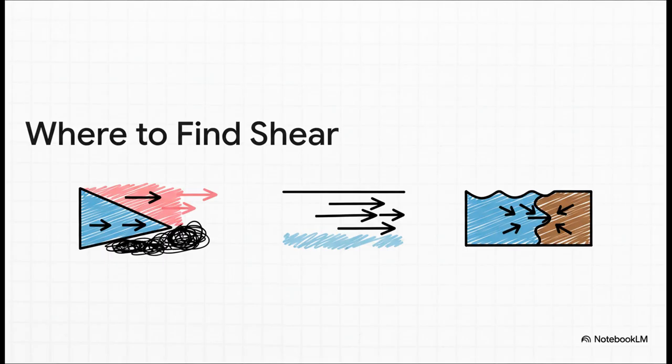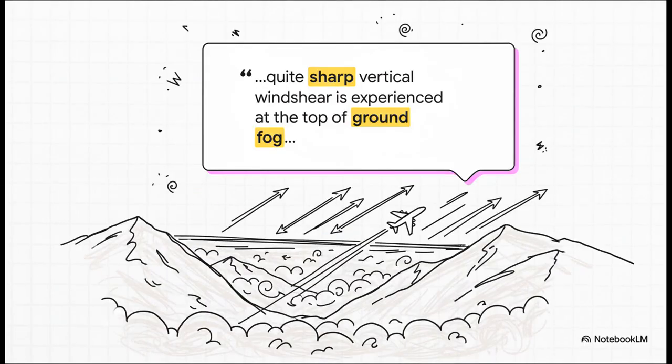So where do you find this stuff? Well, a really common place is near weather fronts, where you have cold and warm air masses colliding. Another spot is at the top of a temperature inversion, where you have a layer of cool, still air trapped under much faster winds. You can even get it when local winds, like a sea breeze, clash with the main wind flow.